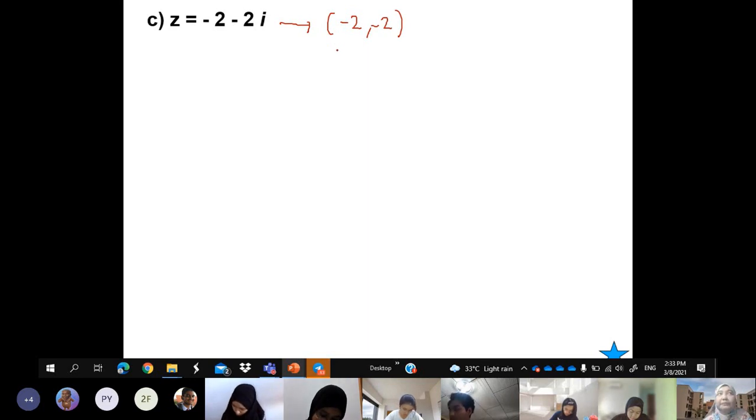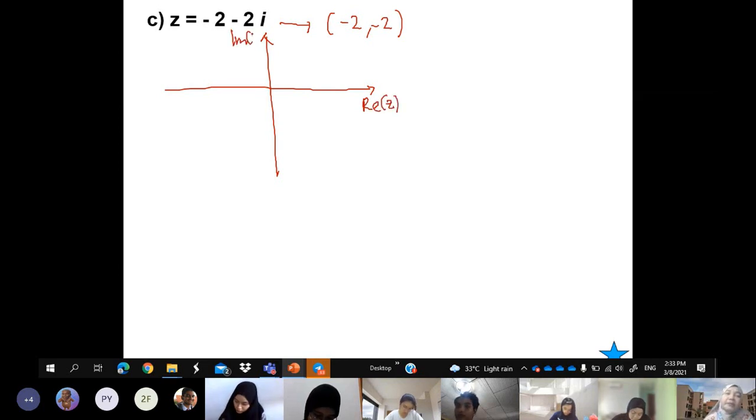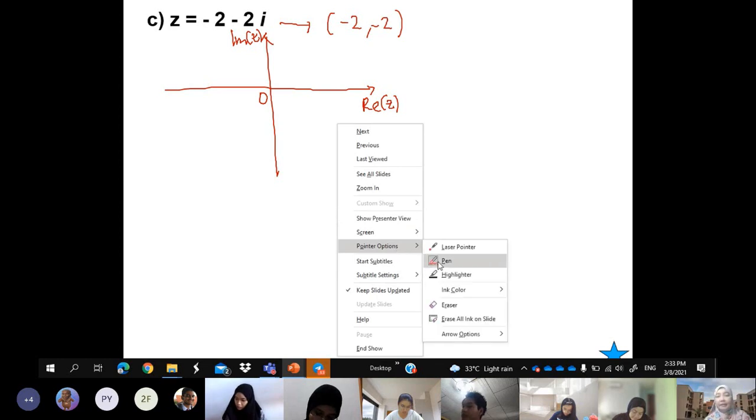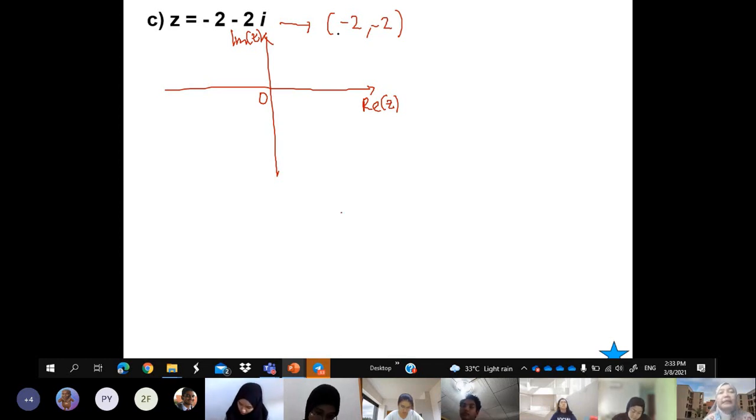Suppose your coordinate is (-2, -2). Imagine, it lies in the third quadrant. Draw the Argand diagram: the x-axis is the real part of z, the y-axis is the imaginary part of z, and 0 is the origin. Then label and mark the point (-2, -2). Join from the origin to the point. This is the Argand diagram.